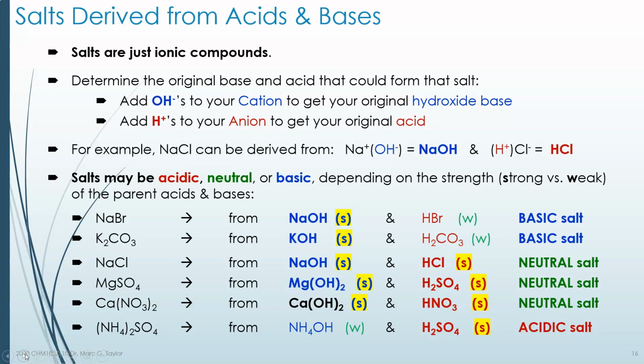You'll notice the one category I didn't cover is a salt that's made from a weak acid and a weak base. And in those cases, you have to look to see how weak they are and how much they compare to one another to really decide: is the base weaker as a base than the acid is weak as an acid? That requires calculations that are beyond the scope of this course.